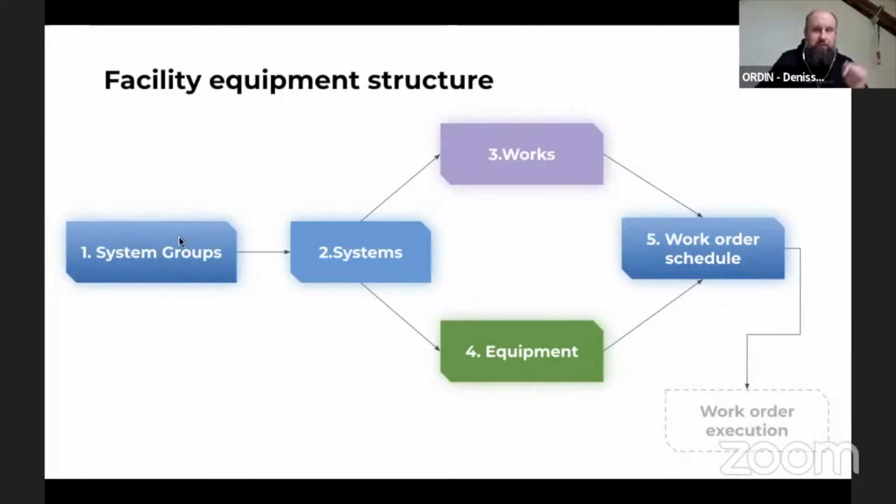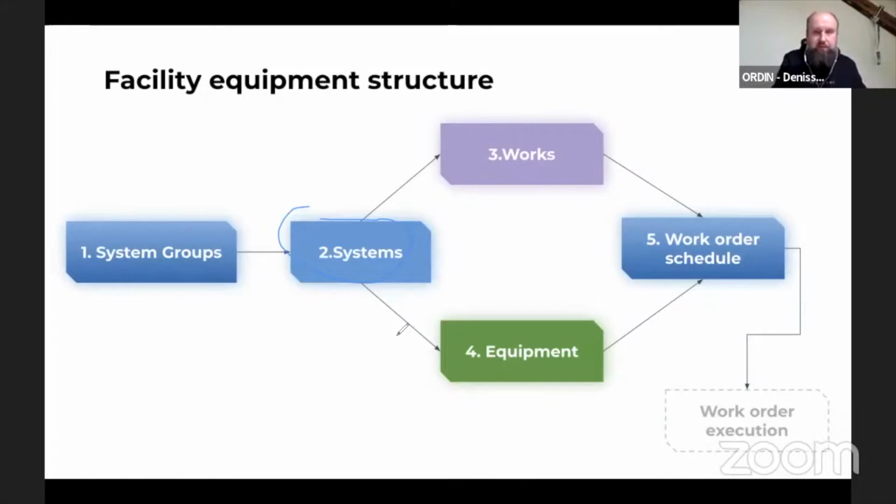First of all, start from the left. We have system groups. So this is a general group of equipment like electricity or climate or ventilation or pump, water drainage and so on. So very general groups. Then we go down to systems. Very important thing: inside of the systems, we store similar parts of the equipment. So for example, only split systems or only pumps, only boilers and so on.